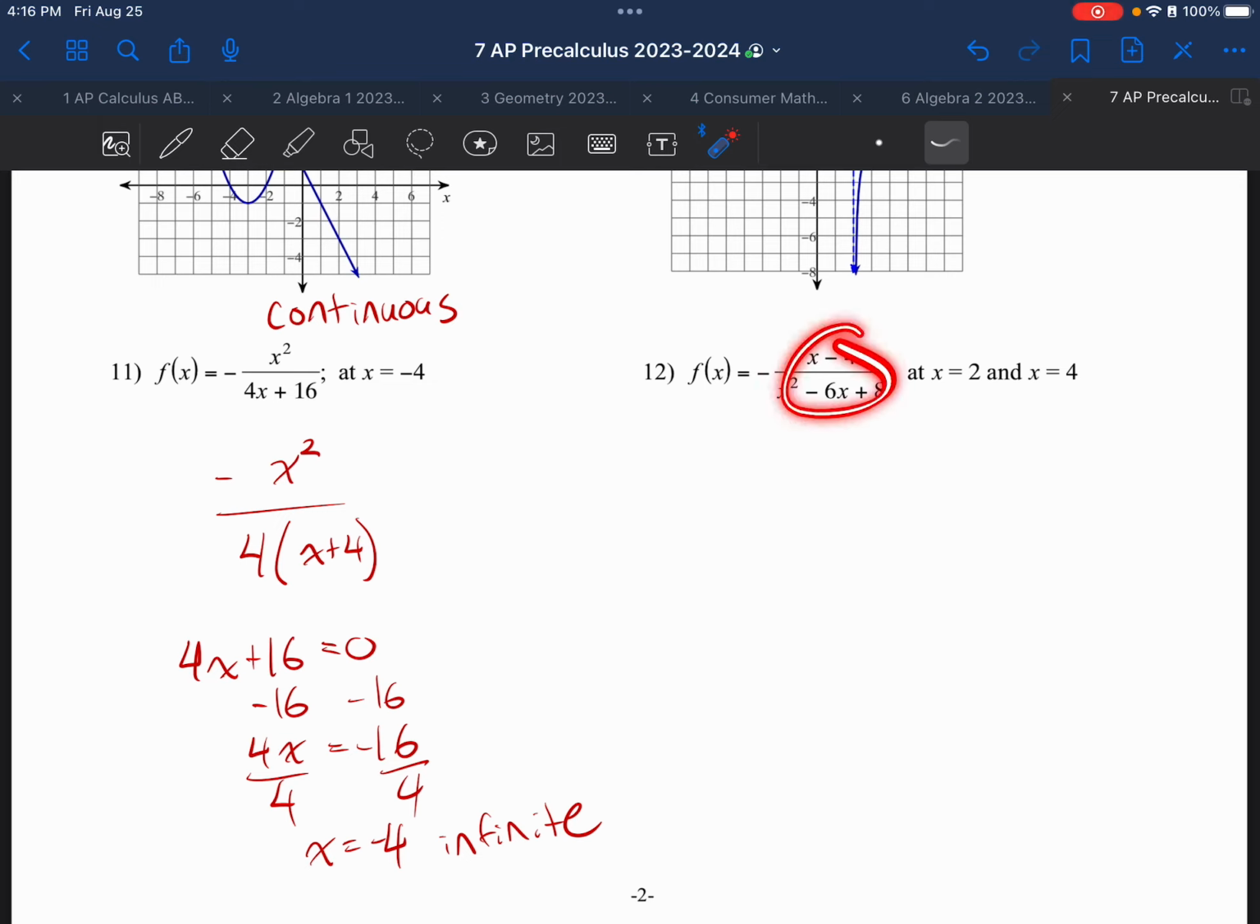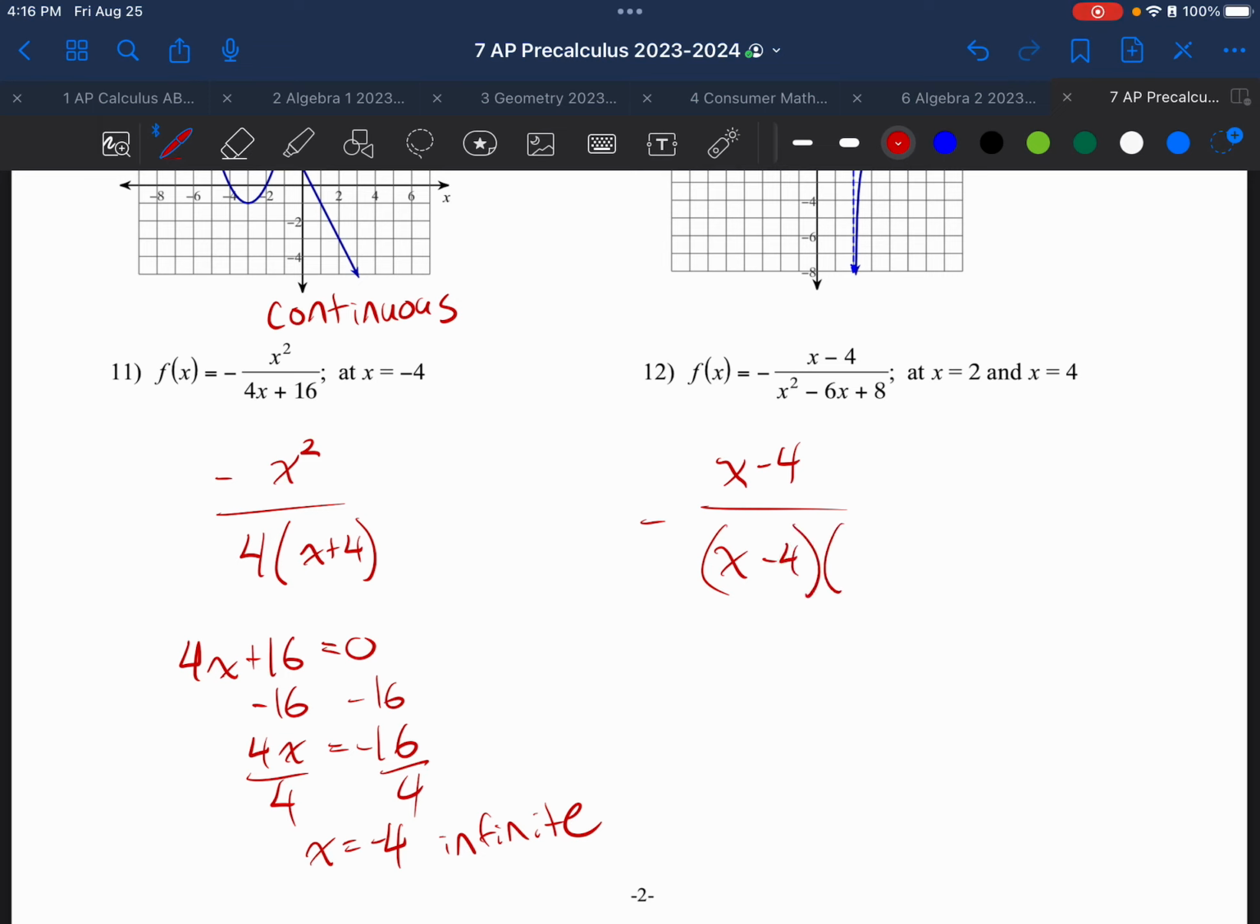All right, over here, it looks like we have some factoring to do in the denominator. So let me rewrite you as x minus 4. There's a negative out front. And then this is going to be the quantity of x. What times what is it? 2 and 4. So it's going to be x minus 4, x minus 2. And from there, you can say, oh, yeah, these two cancel out. And therefore, that's our removable at 4.